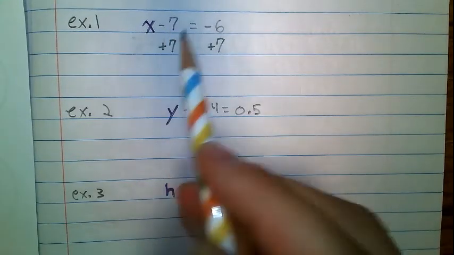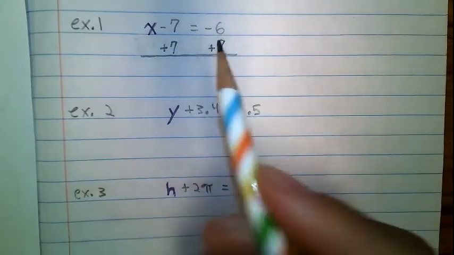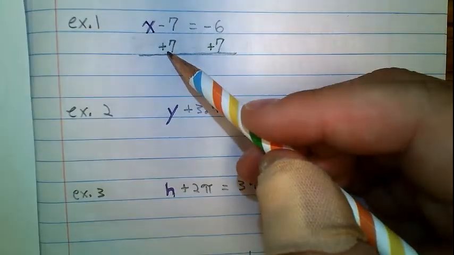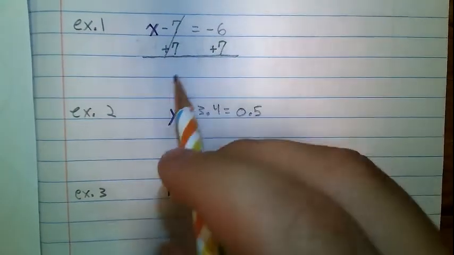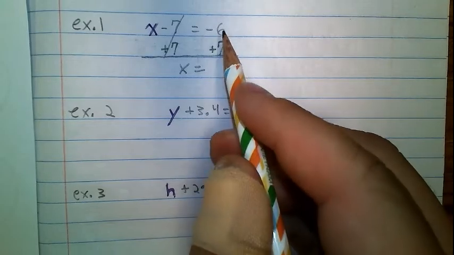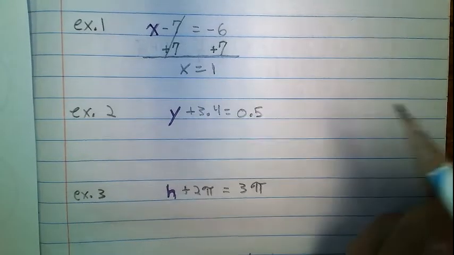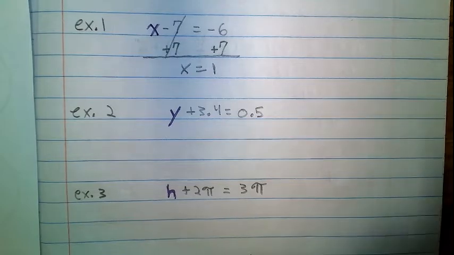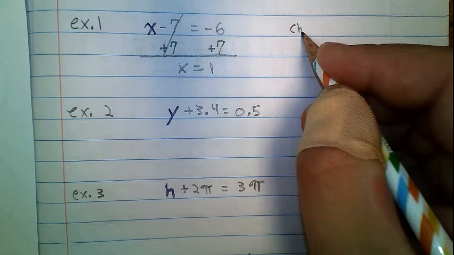And I do it right, kind of top to bottom. What happens is negative 7 and positive 7, those cancel out. And we're left with x is equal to negative 6 plus 7 is positive 1. So x equals 1. And you can check your answer here.